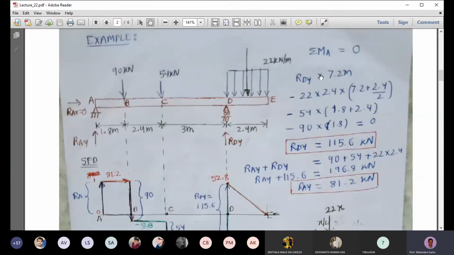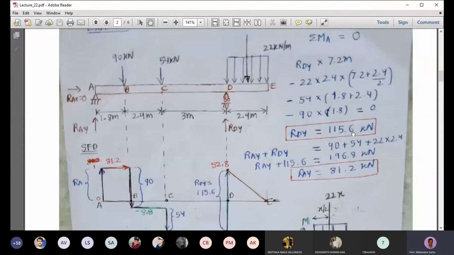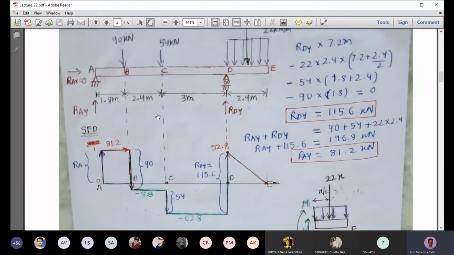So from this we can do the calculations and we get RDY, the reaction at this support, to be 115.6 kilonewton. Okay. And then we can apply the vertical equilibrium. RAY plus RDY is equal to the net downward force, so it will be 90 plus 50 plus 22.4, and RAY we can calculate, it is coming around 81.2. So we have found the reactions. Once we have found the reactions, the rest of drawing the shear force diagram is straightforward.